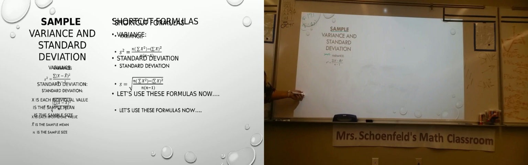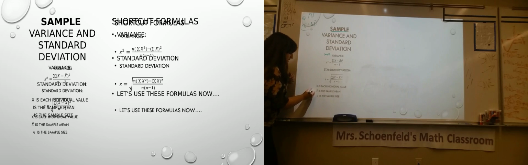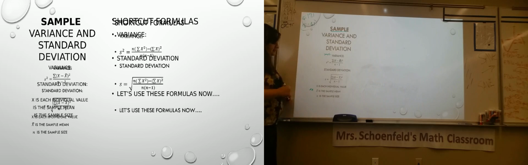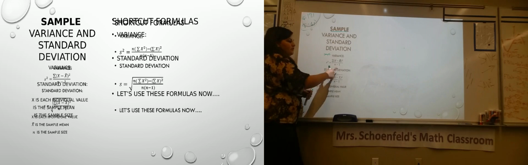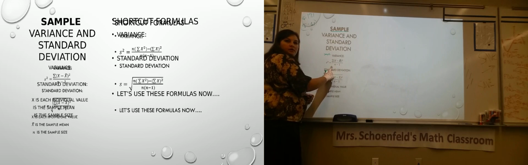Did you write that one down? Okay. Our sample standard deviation, we're doing the same thing, only taking the square root. x is each individual value, x bar is the sample mean. Remember, in a population, that's just mu. n is the sample size. In our big thing, we use a big capital N. Doesn't matter there. That's the same thing. The weird thing is, you'll notice I'm dividing by n minus 1.